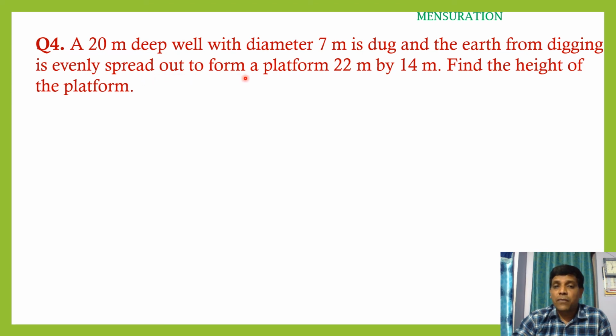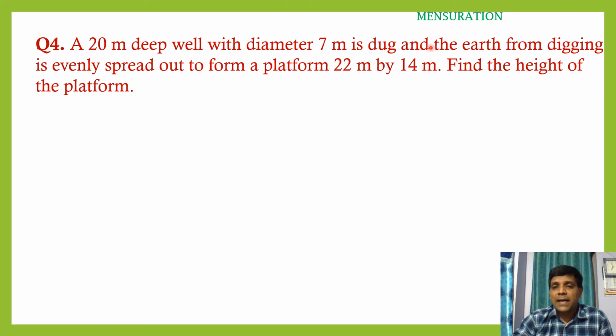A 20-meter deep well with diameter 7 meters is dug, and the earth from the digging is evenly spread out to form a platform 22 meters by 14 meters. Find the height of the platform. So for the cylinder, depth or height equals 20 meters. Diameter equals 7 meters, then radius equals 7 by 2, or 3.5.